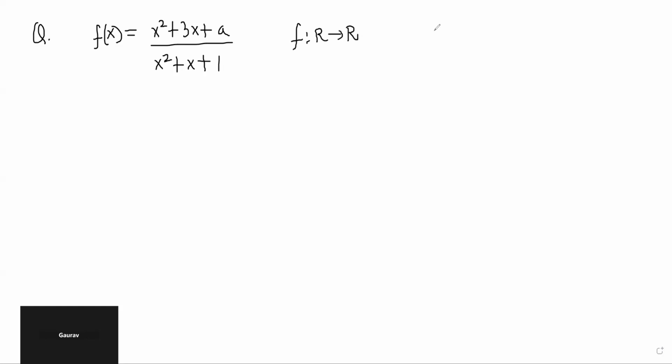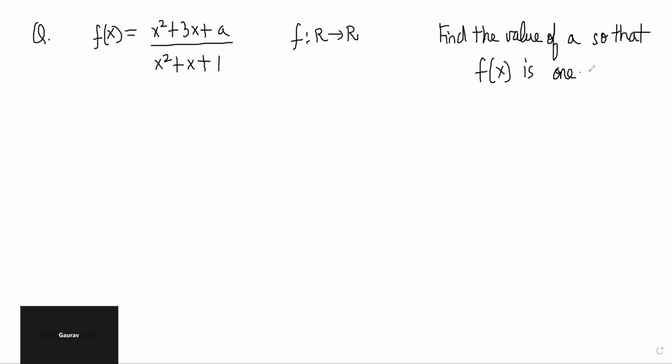Okay, so the question is: f of x is given as x squared plus 3x plus a by x squared plus x plus 1. f is from R to R. Find the value of a so that the given function is one-one. f of x is one-one.